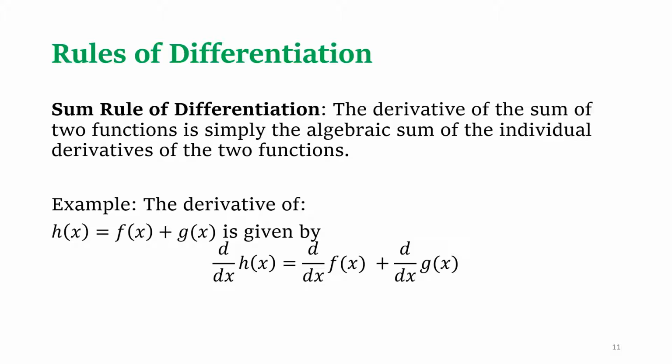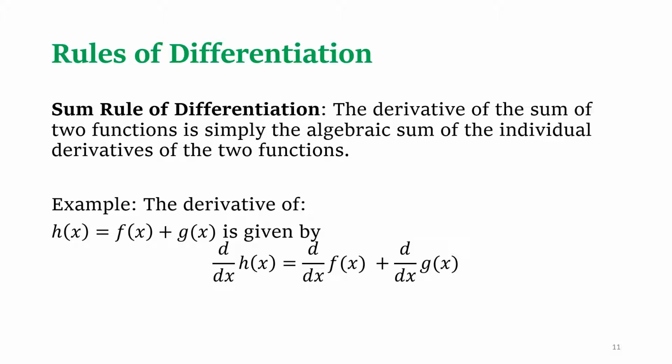h of x equals f of x plus g of x. So this represents the sum of two algebraic functions, right? What we need to do is find the derivative of each of them and then add them together. Basically, that is the sum rule of differentiation. It is called the sum rule of differentiation. In other words, it is called the addition rule of differentiation. So when you add two functions, just find the individual derivative of each of those functions and add them together. That is the rule. Okay?